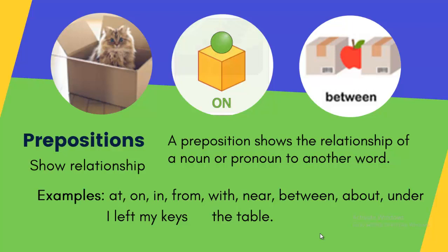This part of speech is a bit unique as it belongs to the closed word class. Prepositions are often called the biggest small words because they are generally short words but they are very important to the meaning of the sentence. A preposition shows the relationship of a noun or pronoun to another word. Examples include at, on, in, with, etc. Look at this sentence. I left my keys on the table. In this sentence, the preposition on shows the relationship between two nouns, that is, keys and table.